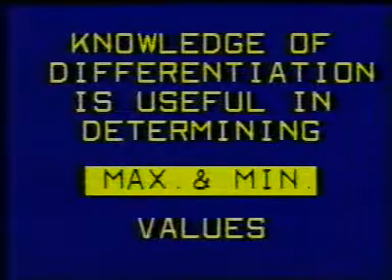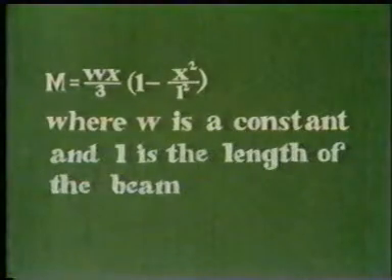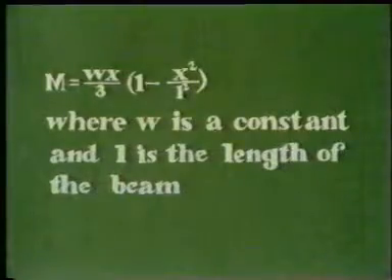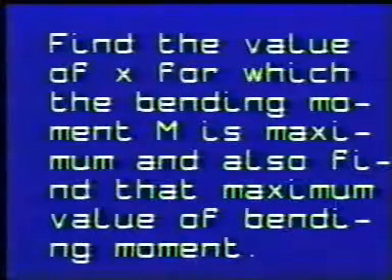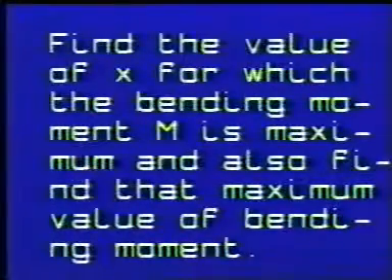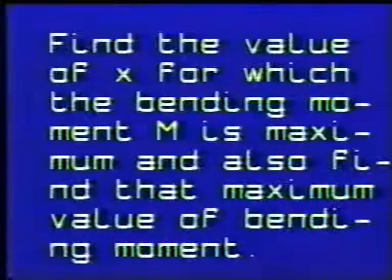Example 1. The bending moment M at a distance x along a beam is given by M equals Wx over 3 into 1 minus x square over L square, where W is a constant and L is the length of the beam. Find the value of x for which the bending moment M is maximum, and also find that maximum value of bending moment. Let us first attempt this problem graphically.